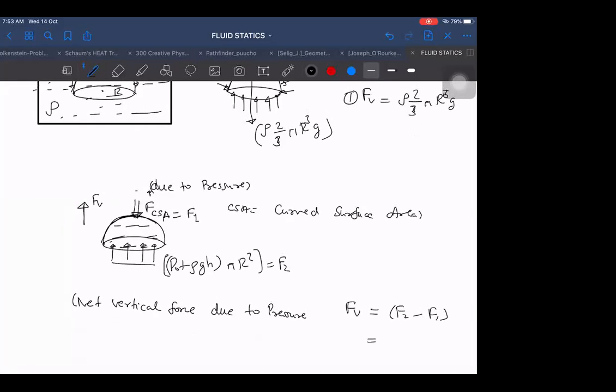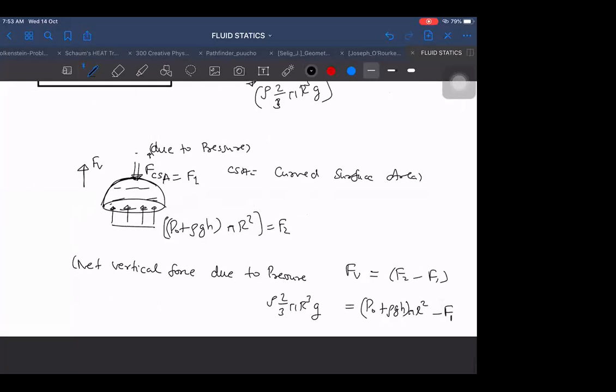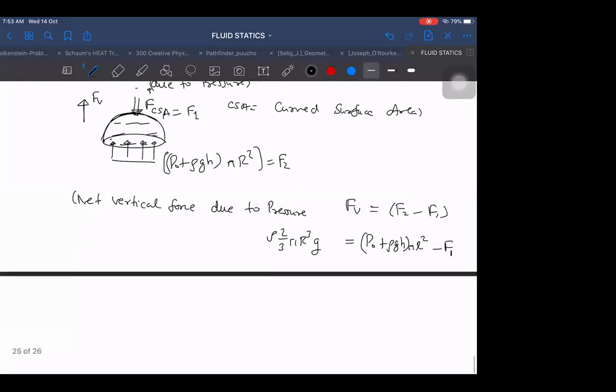That will be F2 minus F1. So what is that finally? I know the vertical force is equal to rho into 2 by 3 pi r cube into g, and that is equal to what? P naught g h. F2 is P naught plus rho g h into pi r square, whole into pi r square, minus the curved surface area or F1. So what is that F1 coming out to be from here?